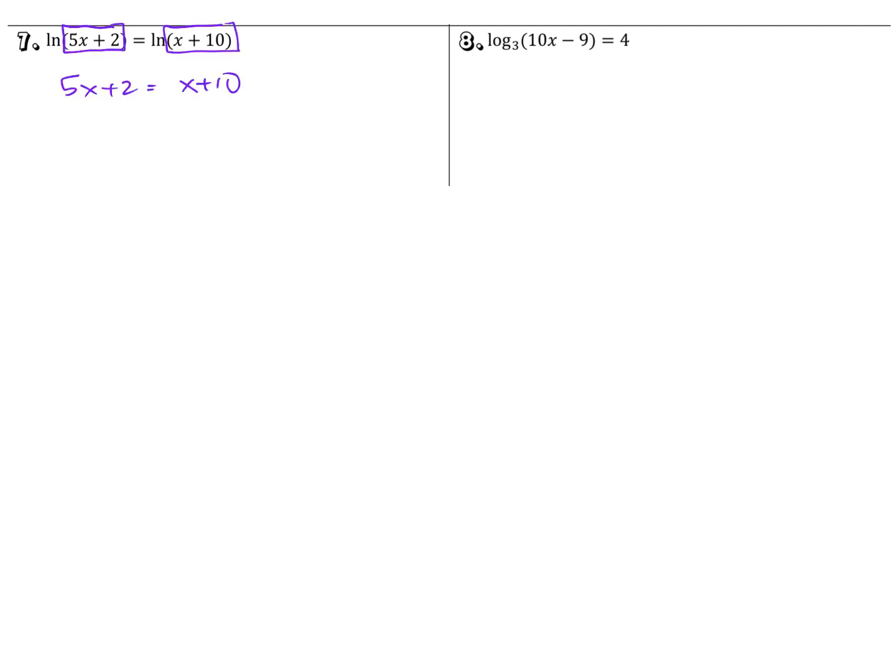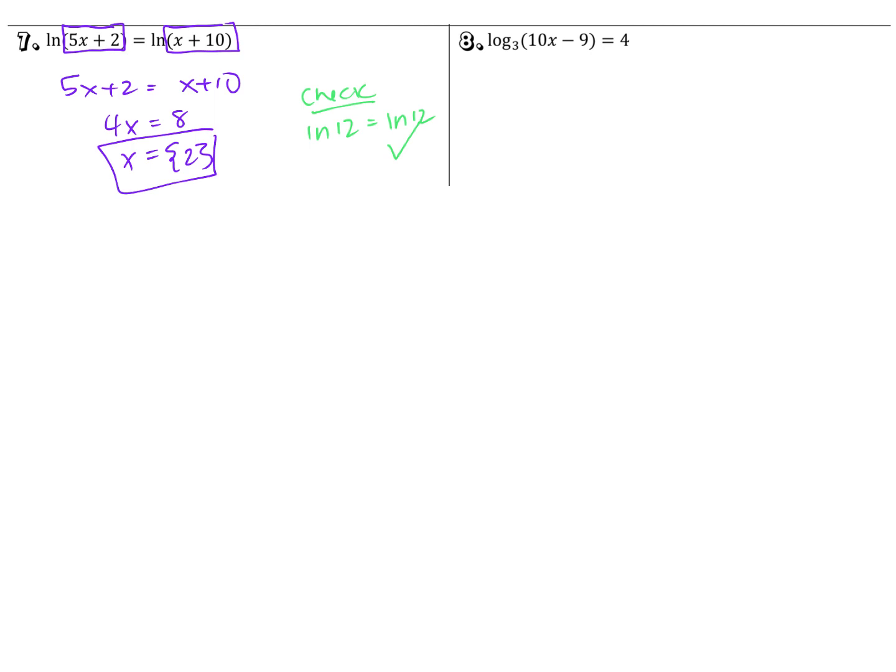So hopefully you had time to try these on your own. On number 7, we have a log on each side, so we can set them equal to each other, and then we can solve for x. We're going to get that x is equal to 2, and then we're going to go ahead and check our answer. Natural log of 5 times 2 is 10 plus 2 is 12, so natural log of 12, and then on the right side, 2 plus 10 is 12, so we are good to go.